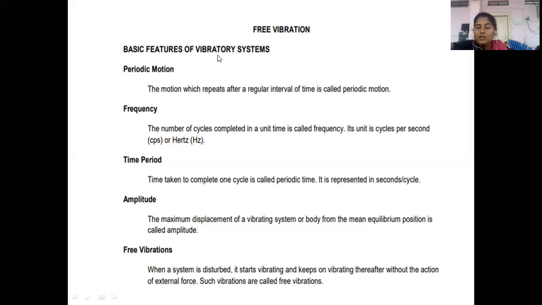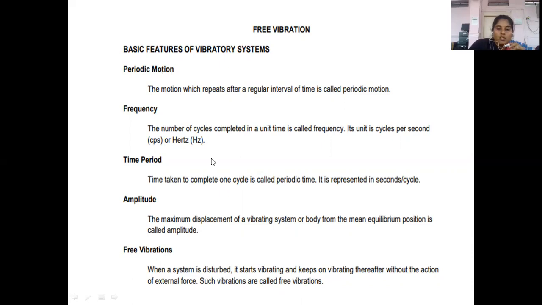Time period म्हणजे काय? The time taken to complete one cycle is called the periodic time. Amplitude म्हणजे काय, समजलं? It is the maximum displacement of a vibrating system or a body from the mean equilibrium position, and it is called the amplitude. And the last one is the free vibration. That terminology all of you already know. Without applying any force, the system getting vibrated is nothing but a free vibration system.